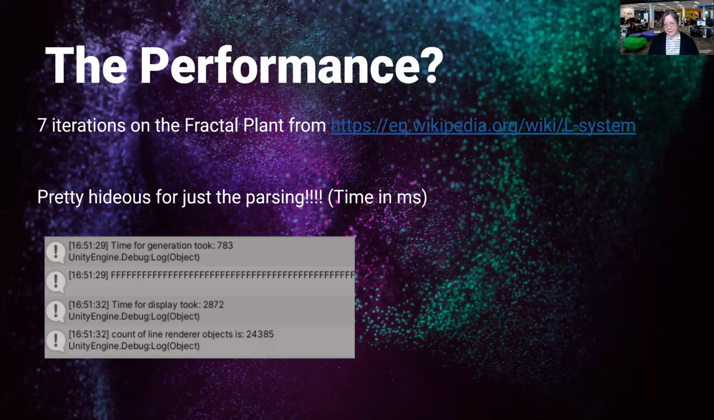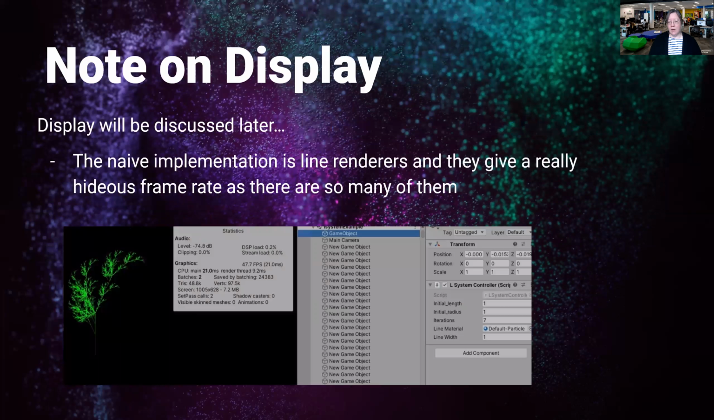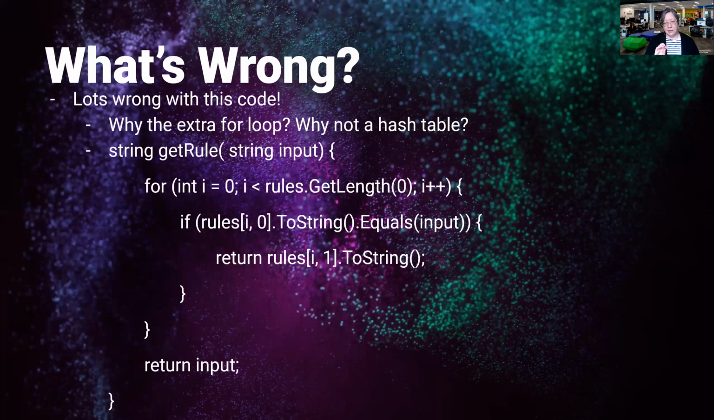This is the bad solution. So 7 iterations of this, and it took 783 milliseconds to run through this parse 7 times, which is pretty hideous. The display is really horrible as well. The naive implementation actually uses line renderers, and I will talk about that later.